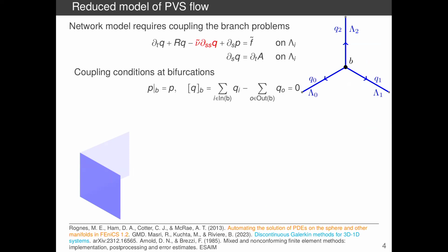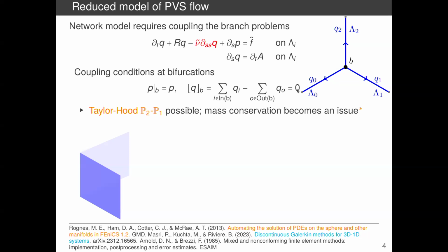Now I will claim that from the point of view of the implementation, the main challenge of making this model run on a network, even though one has the governing equations for these branches, is the fact that these flow problems are coupled in this way. So we have the pressure field where you assume continuity on the graph or on the network, but there is some jump condition on the fluxes.